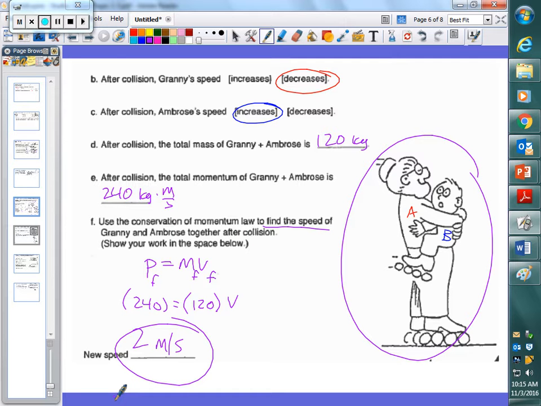Tomorrow, we'll do one more example at the beginning of class, and then you'll get started on your conservation of momentum lab.